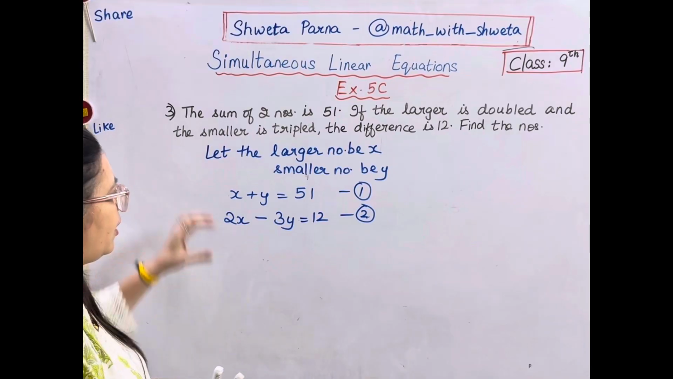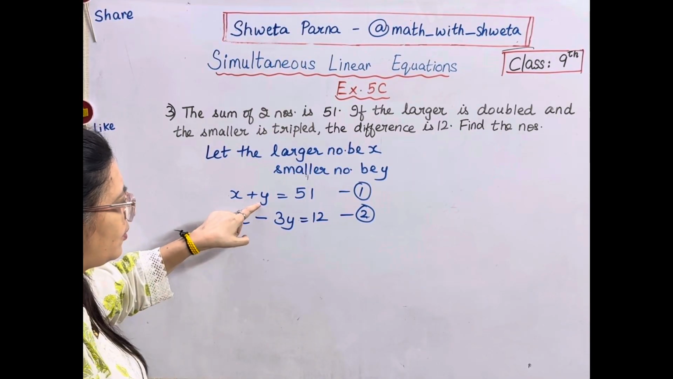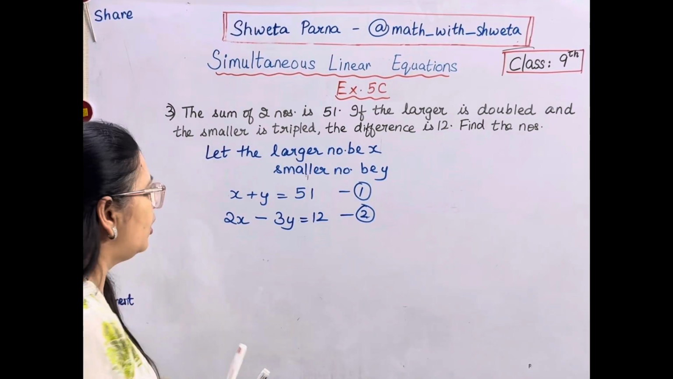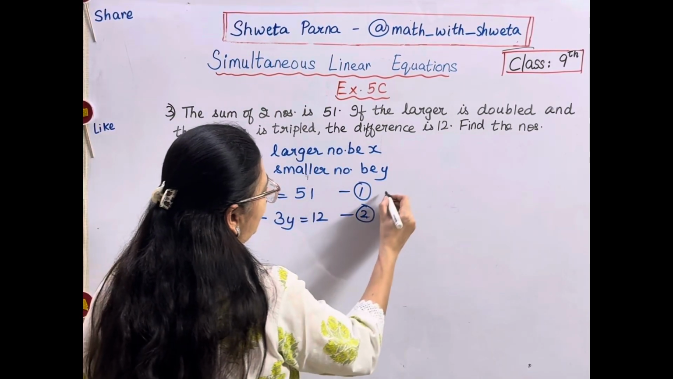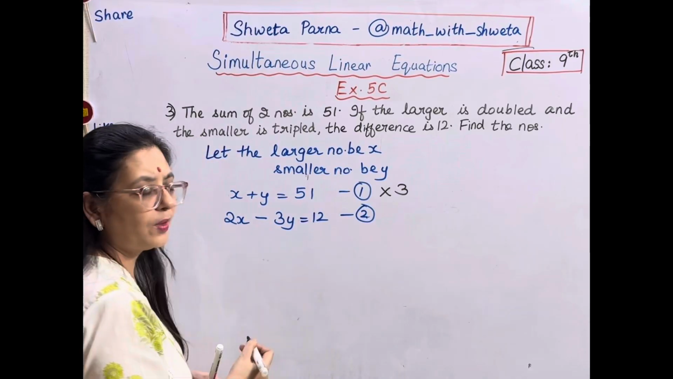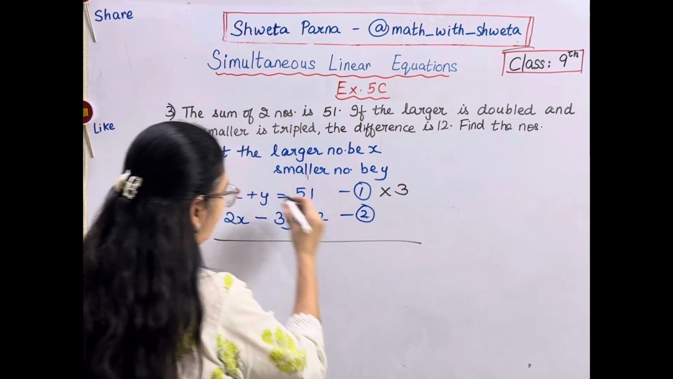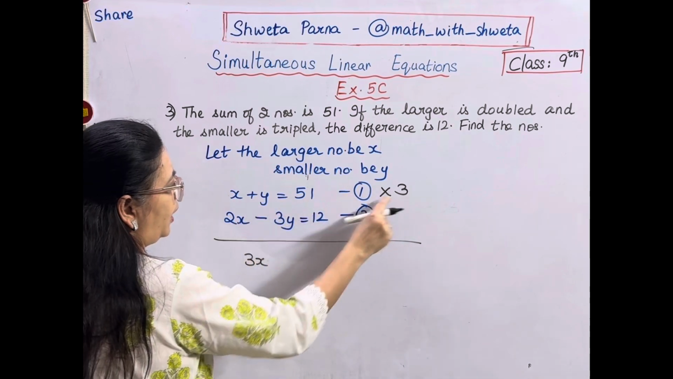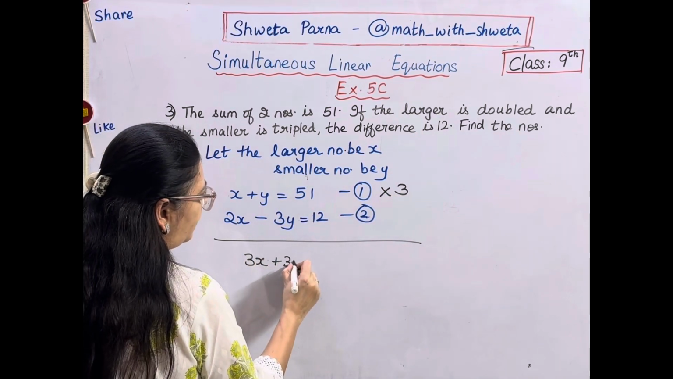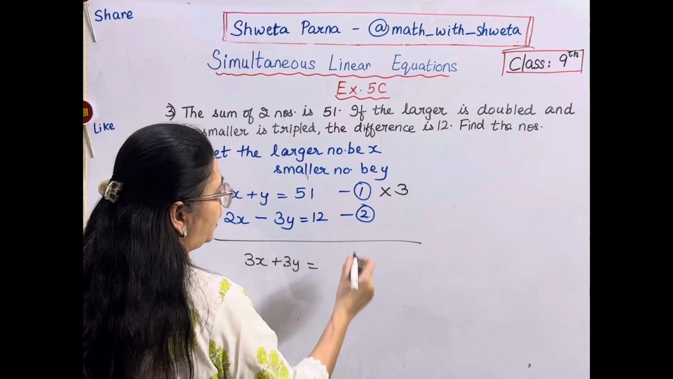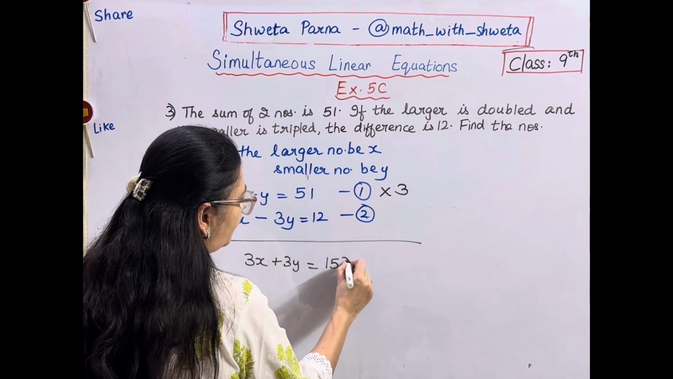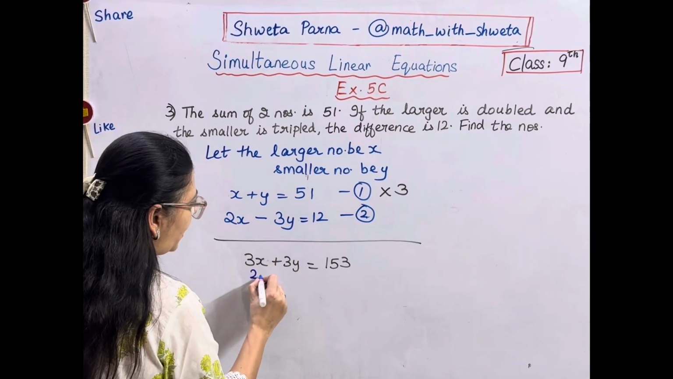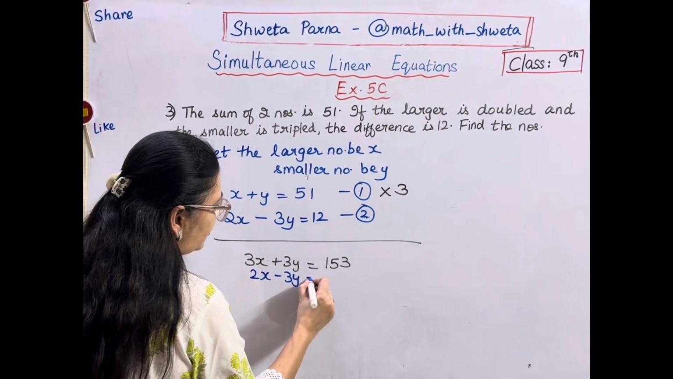Okay, now let's check. This is x, this is 2x, this is y, this is minus 3y. So you have to make any one variable the same. So what I will do, I will multiply this entire thing by 3. So if I multiply this entire thing, I will get x into 3 is 3x, y into 3 is 3y is equal to 51 into 3 is 153. Okay. Now, what is the other equation? 2x minus 3y is equal to 12.